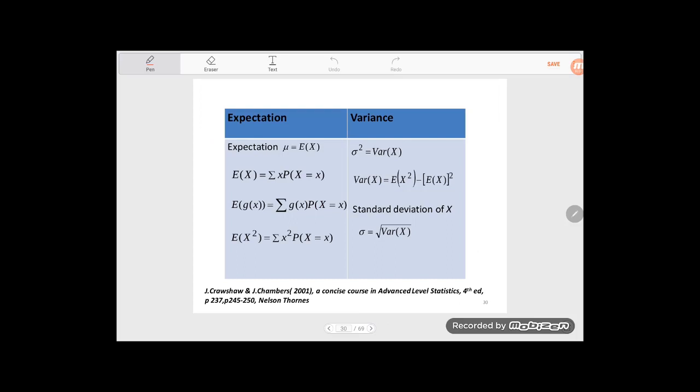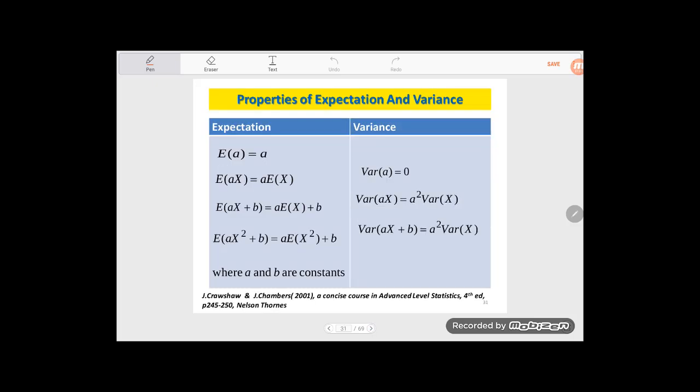So the expectation of X is equal to the summation of x times the probability of x, and the expectation of X squared is equal to the summation of x squared times the probability of x. For the variance, we denote sigma squared, which is equal to the variance of X. So variance of X is equal to the expectation of X squared minus the expectation of X in a bracket squared. The standard deviation of X is equal to the square root of the variance of X.